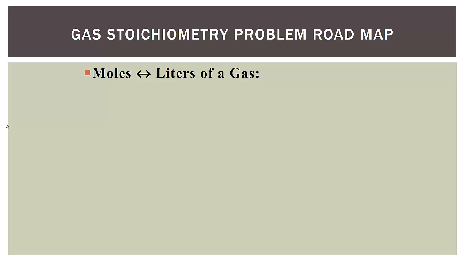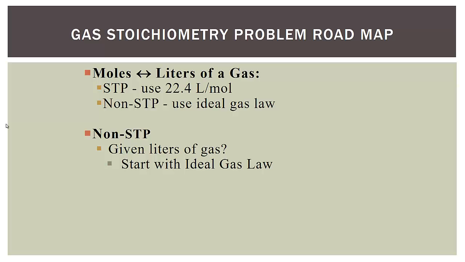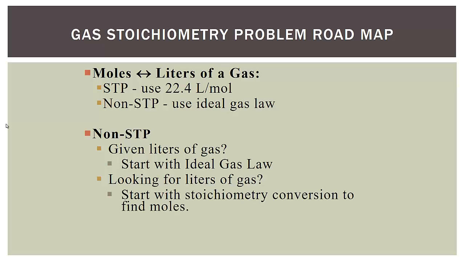To give you a little roadmap of how to do these problems, if we're going from moles to liters of gas, if it's at STP, easy. We use 22.4 liters per mole and we're done. Now the problem comes in when it's not at STP. Instead, what we're going to have to do is use the ideal gas law. So for non-STP, if we're given the liters of the gas to begin with, we can start with the ideal gas law and then work backwards from there. If we're looking for liters, then what we're going to do is start with the moles of the given product, convert it to what we want, and then throw that into the ideal gas law. It'll make more sense once we do some problems here. So let's go see a couple.